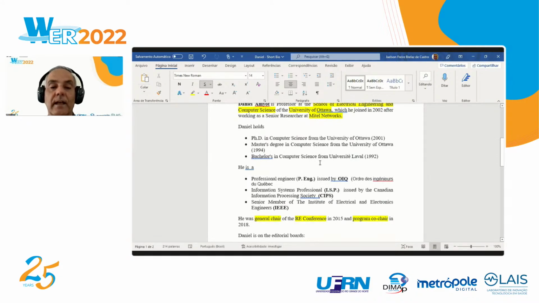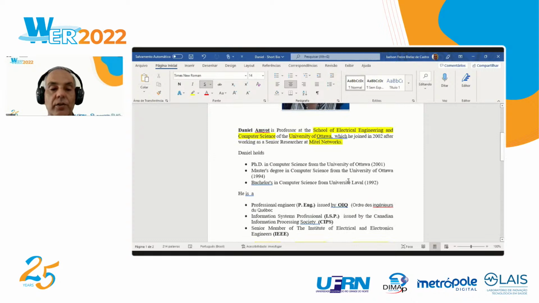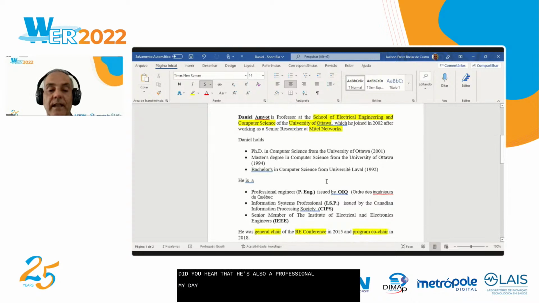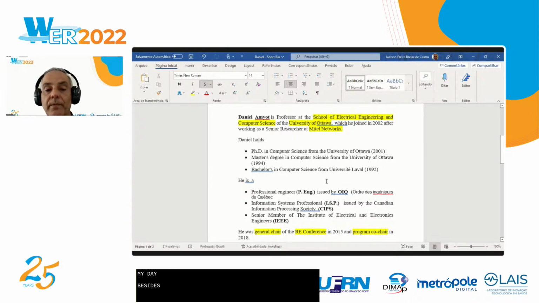He has all the qualifications required in Canada to act as a professional engineer, issued by the Ordre des ingénieurs du Québec. He is also an information systems professional, a qualification issued by the Canadian Information Processing Society, and a senior member of the IEEE, the Institute of Electrical and Electronics Engineers.